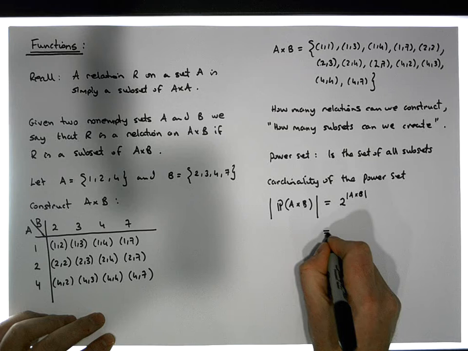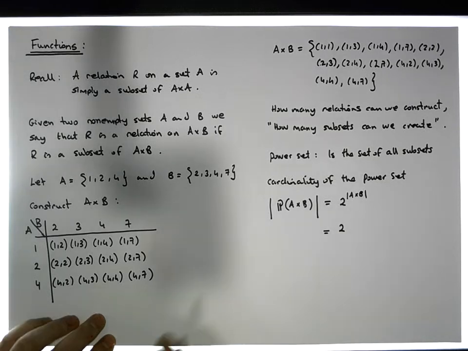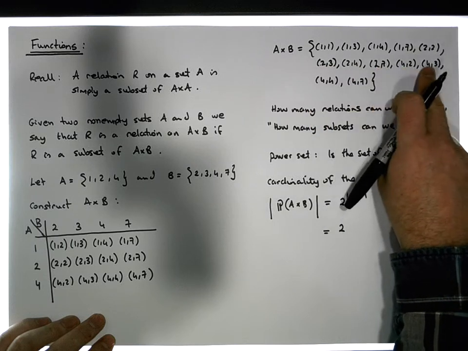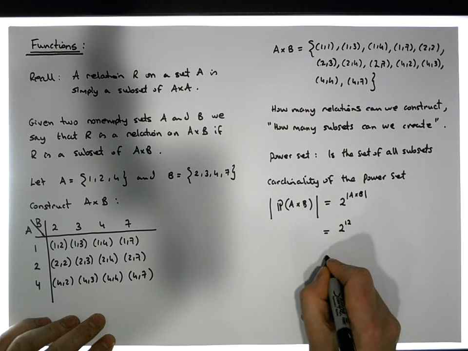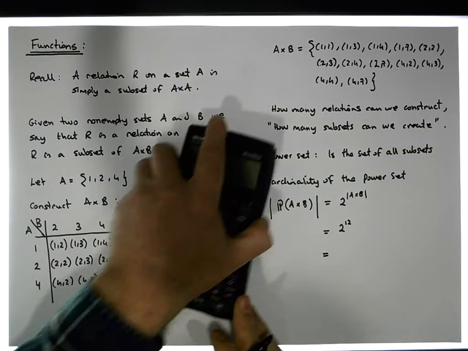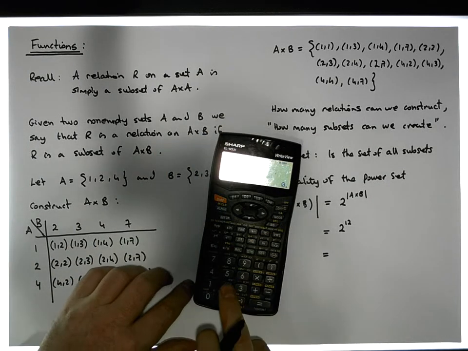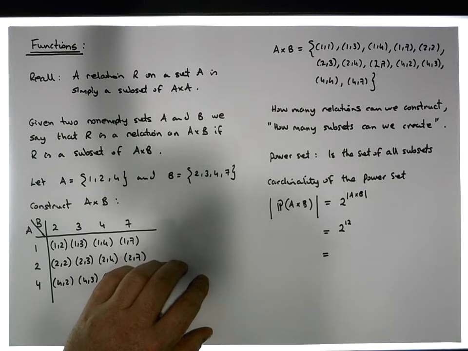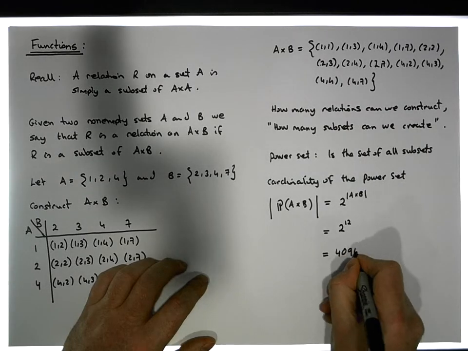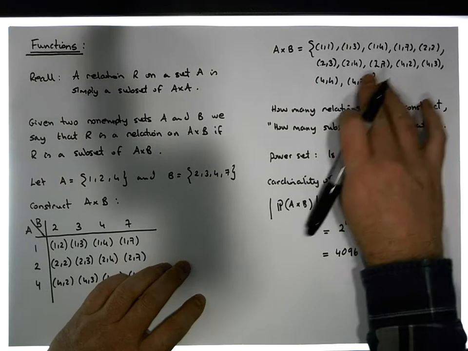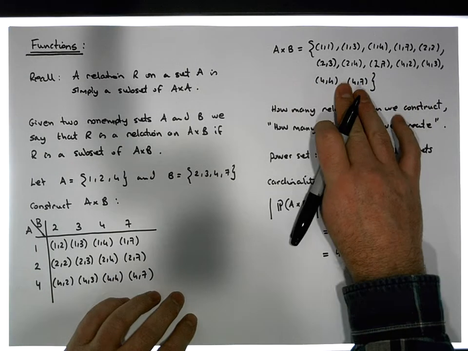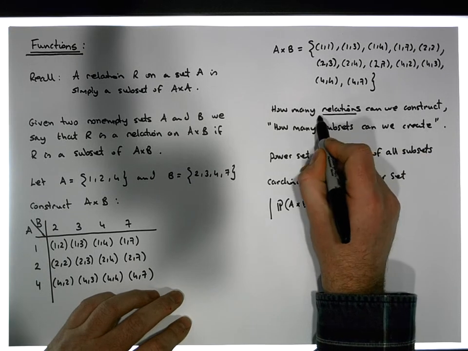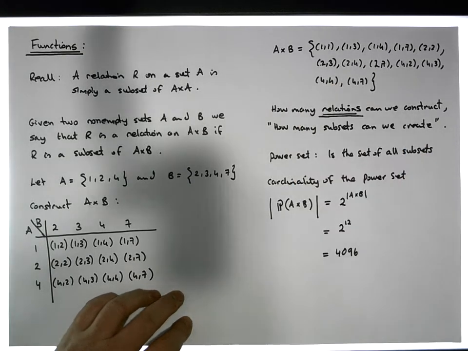Now in our situation, this is 2 to the power of, well, how many ordered pairs have we got? 1, 2, 3, 4, 5, 6, 7, 8, 9, 10, 11, 12. So it's equal to 2 to the power of 12, which on our calculator gives a value of 4,096. So there are 4,096 possible subsets that we could create from this particular cross product, and every single one of them is by definition a relation, because it's a subset of that cross product.